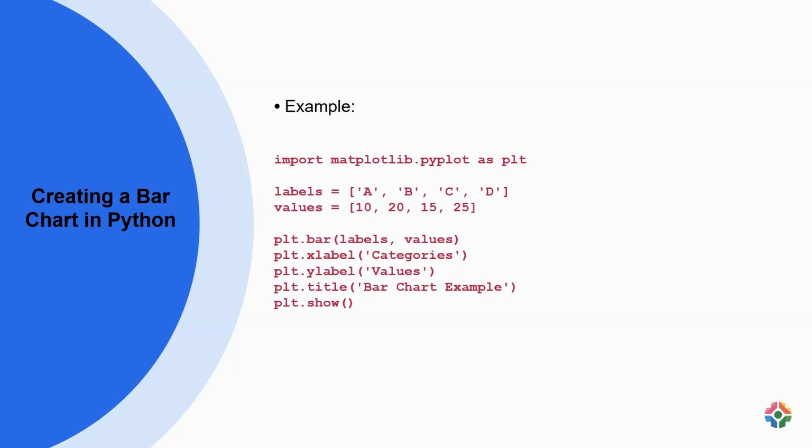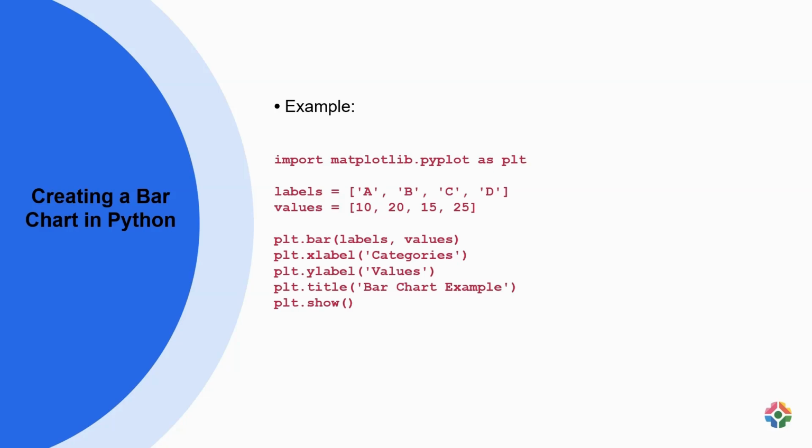4. Customize the chart by setting labels for x-axis and y-axis values using plt.xlabel and plt.ylabel. Specify a title for the chart with plt.title. 5. Display the chart. Call plt.show to display the bar chart in the output.